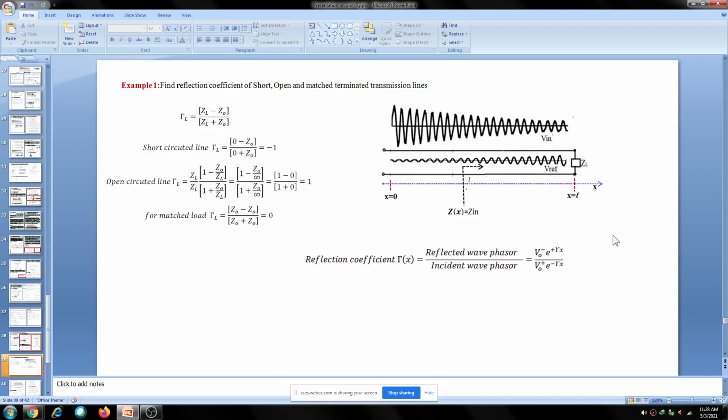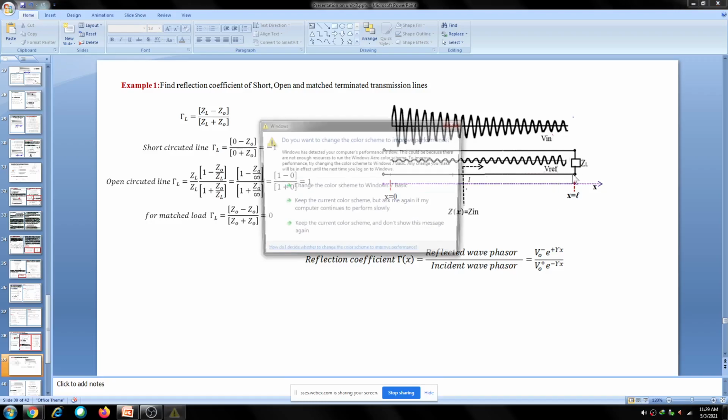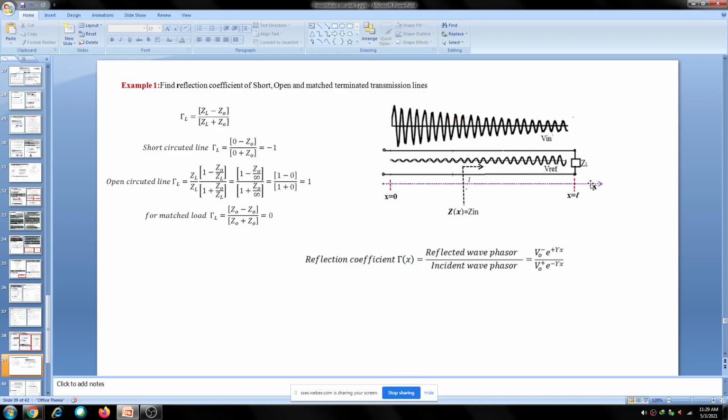If there is a short circuit here, then no power is delivered to the load. The entire wave will reflect back with a 180 degree phase shift. That is nothing but a conductor. A conductor reflects a signal with a 180 degree phase shift. If a wave is incident on a conductor, it will reflect back with a 180 degree phase shift. So with a short circuit, the entire wave reflects back with a 180 degree phase shift. This is called maximum reflection.